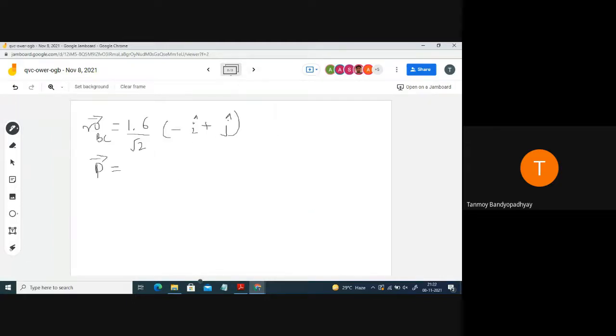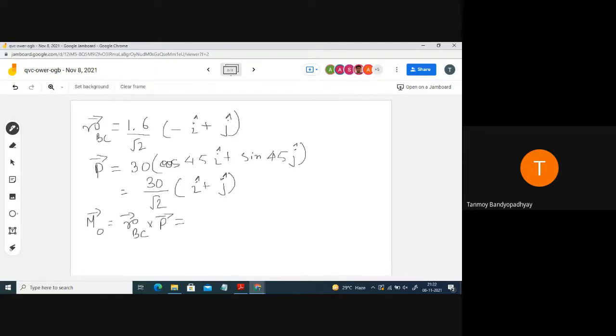So this is actually 30. I am taking it as common. So this is cos 45 degree i cap plus sin 45 degree j cap. So just this cos 45 you can take out as common. So again you will be left with 30 by root 2, so this is i cap plus j cap. So just you calculate. You do the cross product. So this is R BC cross vector P. So just multiply this one. So 30 into 1.6, 48 divided by 2.